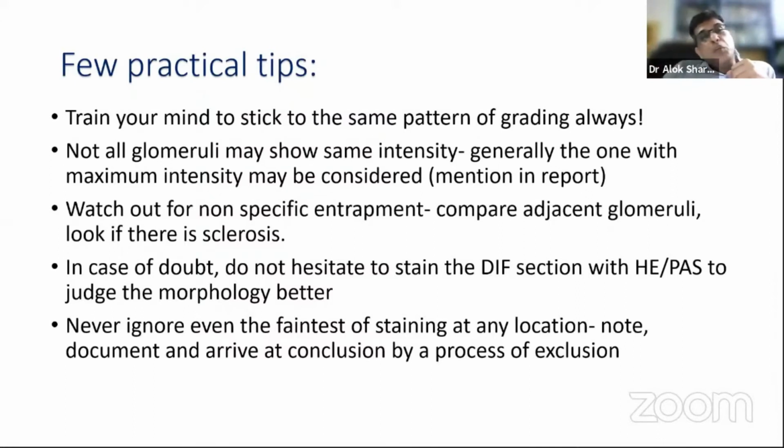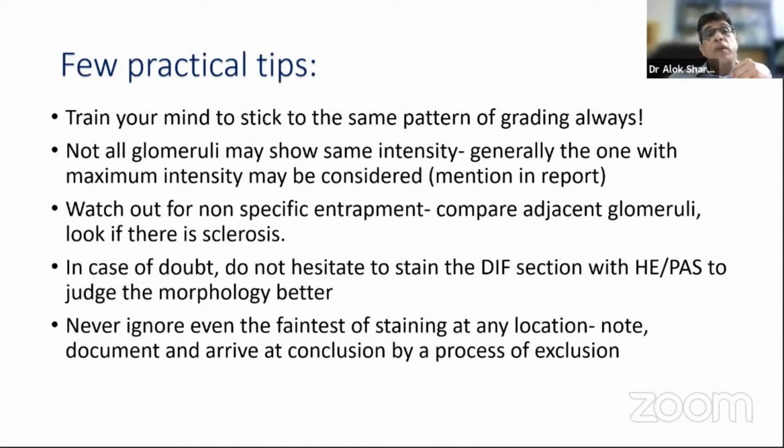And it is also wise to remember that not all glomeruli may show the same intensity. It happens in IgA nephropathy. You see some glomeruli showing a lot of intensity of staining and some are absolutely negative. So generally, in such cases, the one with maximum intensity should be considered as diagnostic. And you should mention this in your report or findings.